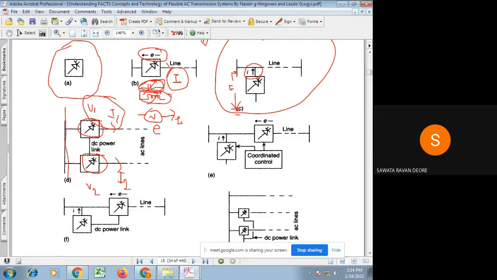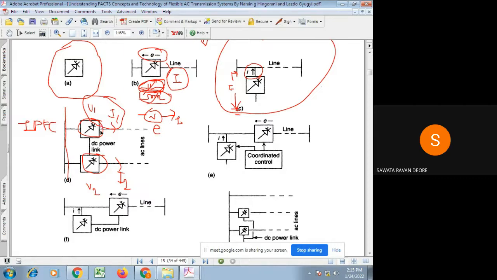Another converter has to take that real power from this common DC link and inject it into the other transmission line. So here, if this series controller is provided with a common DC link, then it is called a unified series controller, and it is also named IPFC. That is interline power flow control.